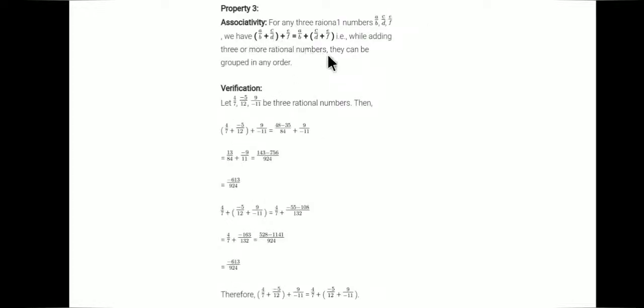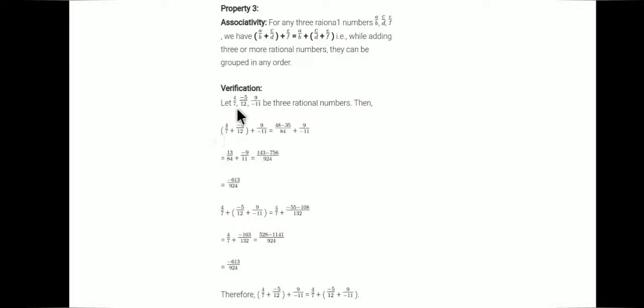Associativity. If there are three rational numbers a upon b, c upon d, e upon f, then if we add the first two rational numbers and then add the third, or we add the second and third rational numbers and later add that to the first, the sum still remains the same. That means while adding three or more rational numbers, they can be grouped in any order. The sum will not change. Let us understand this with the help of an example.